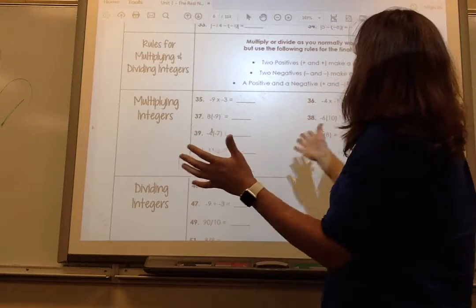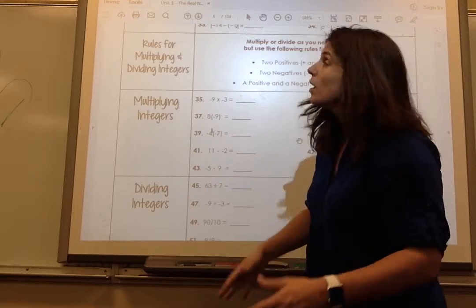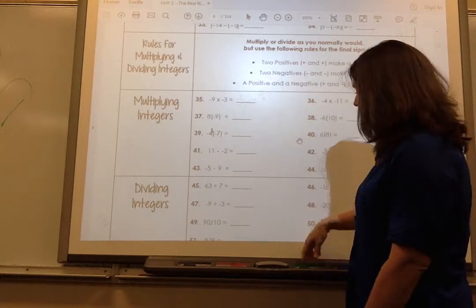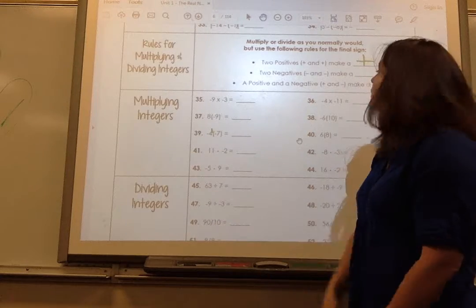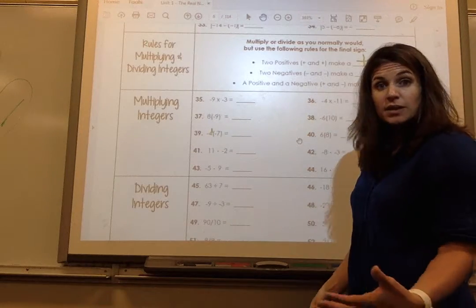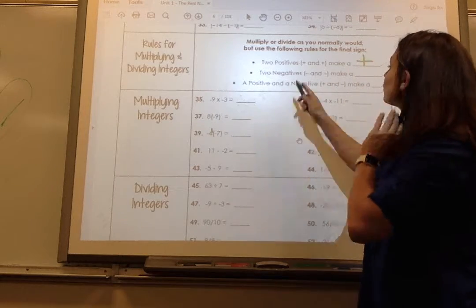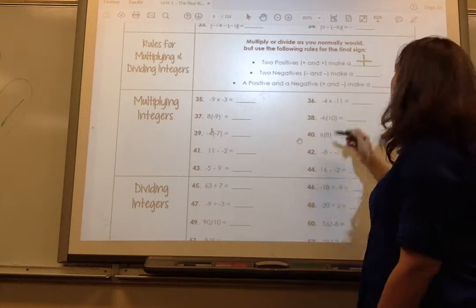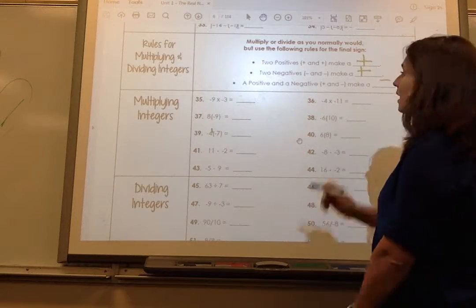All right, so the big thing with multiplying and dividing integers is you just have to know your rule. And your rule is 2 positives make a positive. So positive times positive is a positive. Two negatives make a positive. It's the only time in life where two wrongs make a right. So negative times a negative makes a positive. And a positive and negative is always going to be a negative.